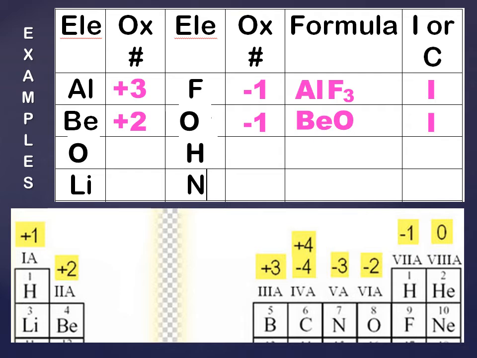Is it ionic or covalent? Well, beryllium is right here. It's on the left side of the zigzaggy line, so it is going to be ionic. Oxygen. Oxygen is right here. It's in group 16. It's -2.